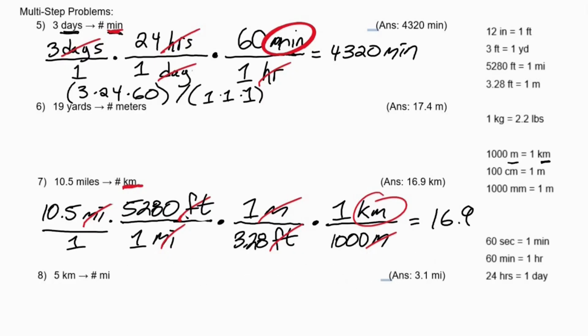And wait a minute, let's look at this. What are the units that we have? Well, on the top, we don't have meters anymore. We don't have miles anymore. We don't have feet anymore. We don't have this in the bottom. We don't have that in the bottom. The only units that we do have remaining are the kilometers, which is in the numerator. So therefore, we know it's 16.9 kilometers. And that's done with that one.